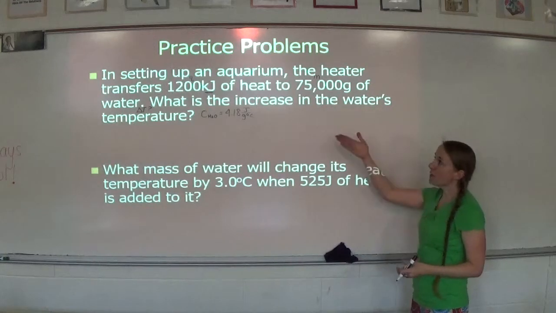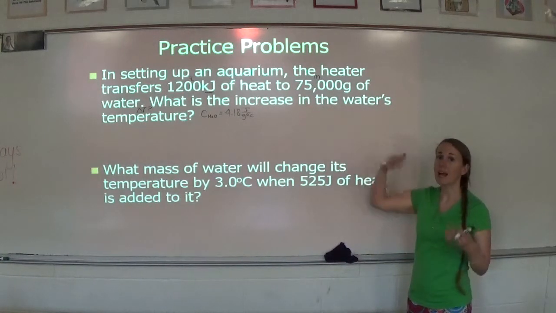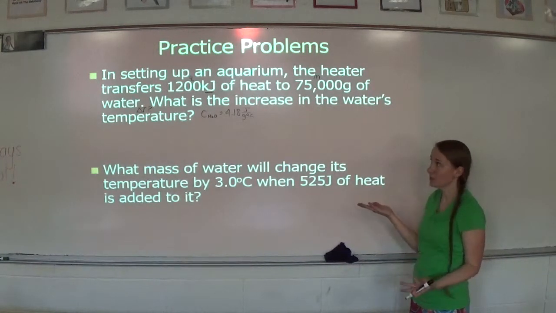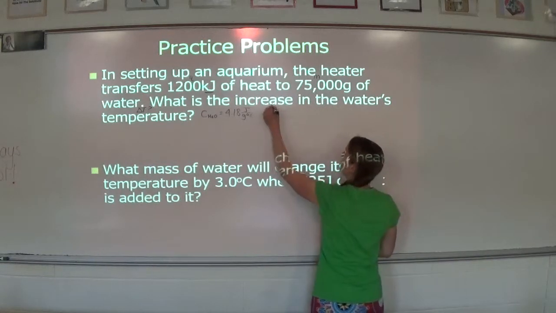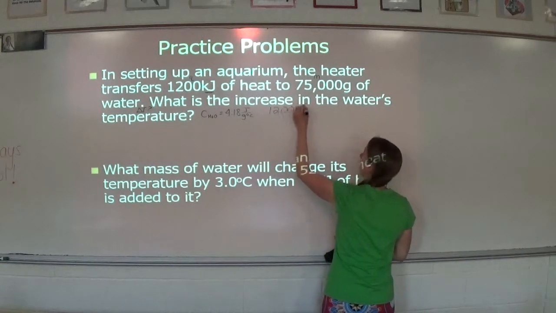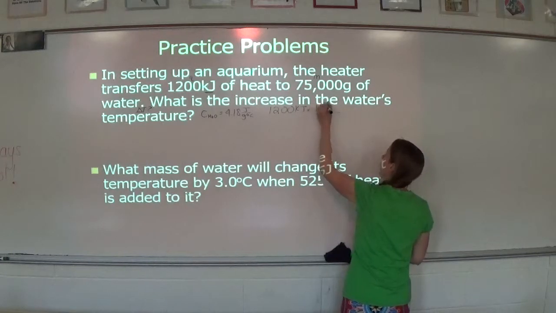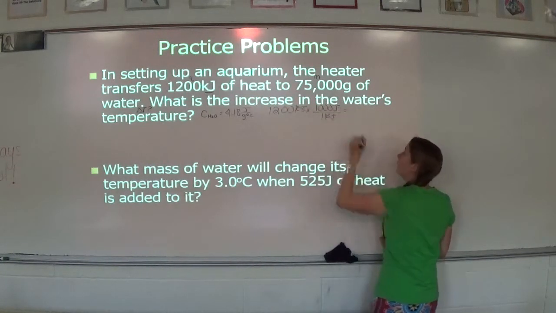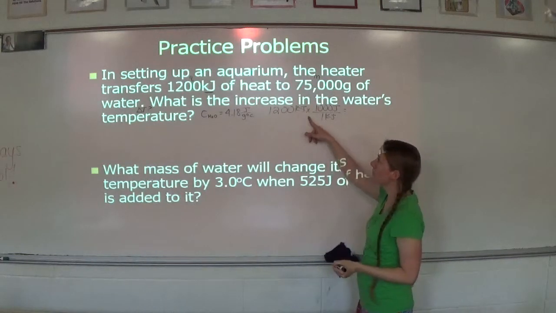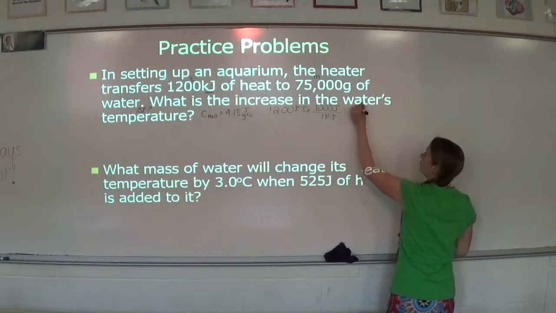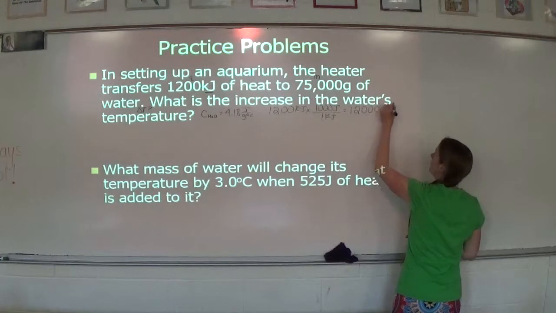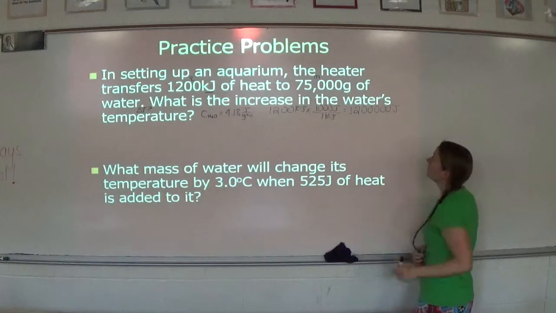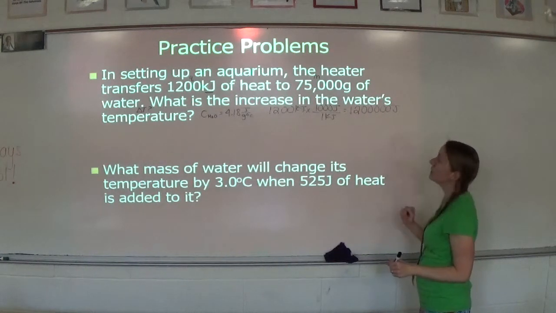All right, so the problem is when I plug in for Q, I have to have joules. I can't have kilojoules. So again, I'm going to need to change this. 1,200 kilojoules, well, we know 1,000 joules is in 1 kilojoule. Or if you know how to move your decimal, you can move your decimal 3 places. And so it should give you this right here. Okay, so you should get 1,200,000 joules.